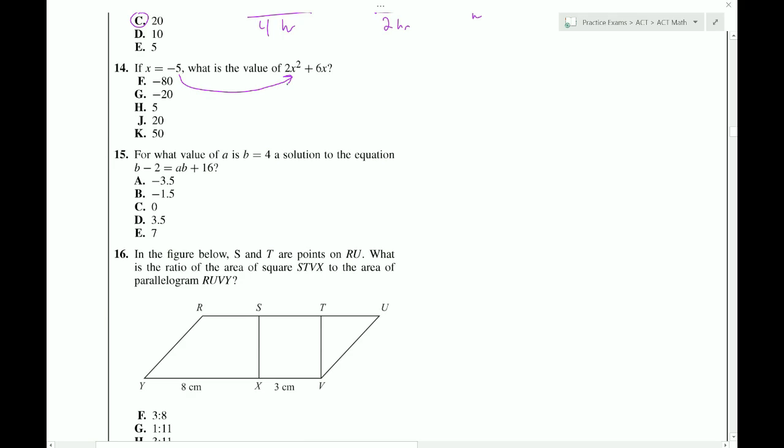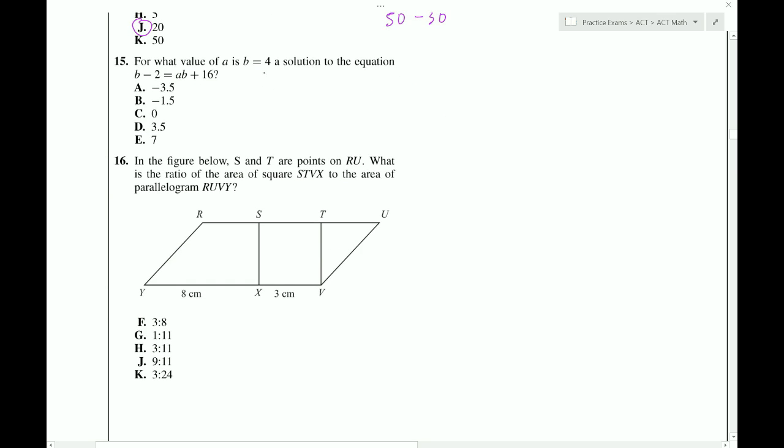If x is negative 5, what's the value of this? Plug negative 5 into both. So you get 2(-5) squared plus 6(-5). Negative 5 squared is 25, times 2 is 50. And then this comes out to negative 30, so that equates to 20.